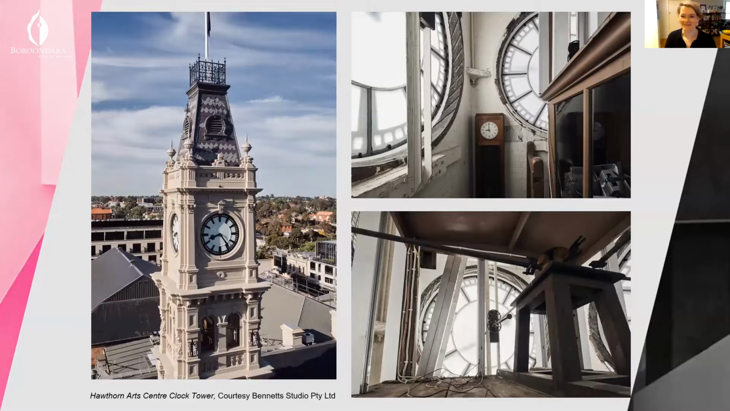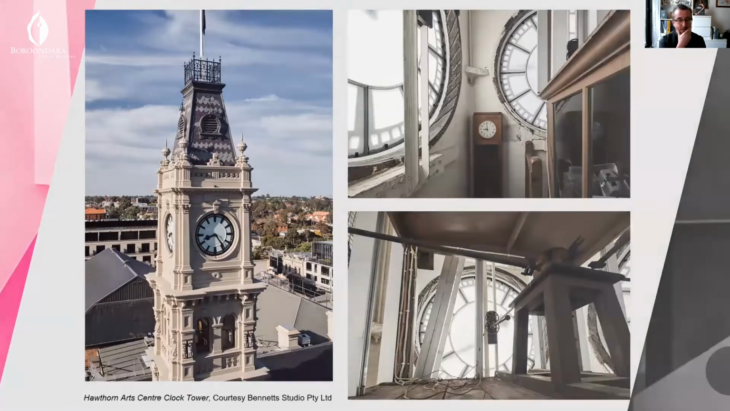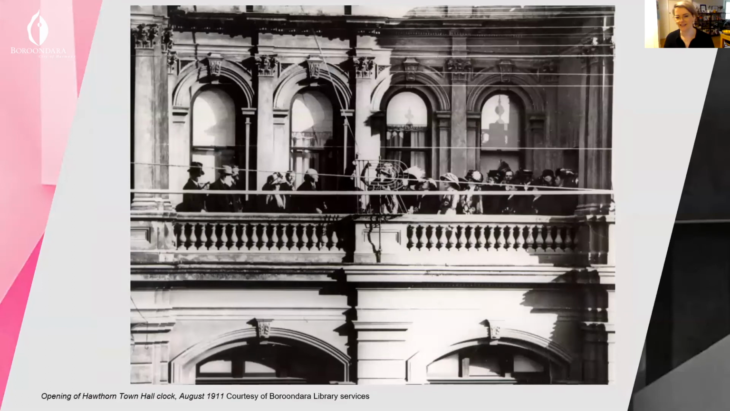So when did they launch the clock? So the clock was launched, well, started, I should say, in August 1911. And here's a beautiful description of the day that the Hawthorn Historical Society has shared with me. I'll just read it out to you. At the arrival of the appropriate moment, the acting mayoress, Miss Gibney, who was the daughter of the mayor, severed a ribbon stretching from the balustrading of the balcony to the clock tower.